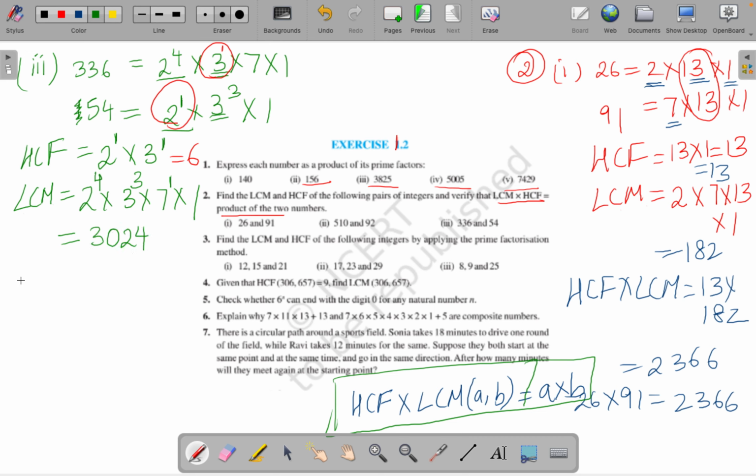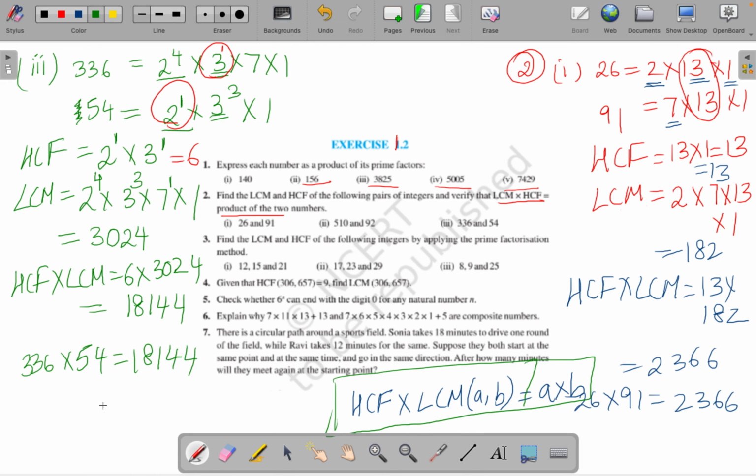3024. Now let's check HCF into LCM. 6 into 3024 is 18144. Let's check. Are we getting the numbers 336 into 54 also as the same thing, 18144? Yes, we are. So again, it verifies the fact that LCM into HCF of two numbers is equal to the product of the numbers. So that is how we will do question number 2.